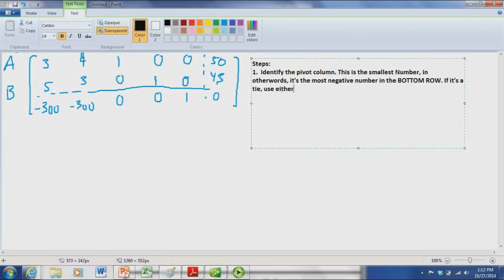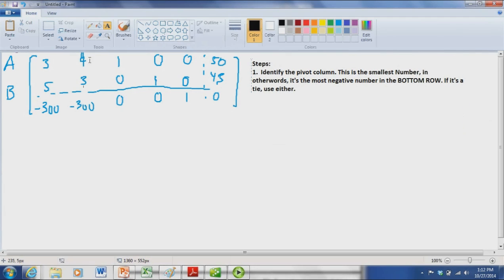Okay, so we have a tie, right? We've got a negative 300 and a negative 300. So it doesn't matter which one we're going to use. And so I'm just going to go ahead and use Y. So I chose this as my pivot column right here.